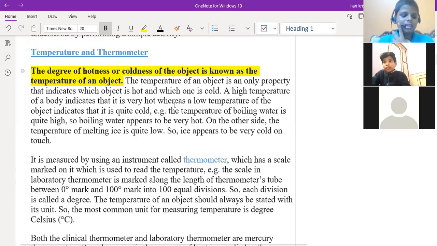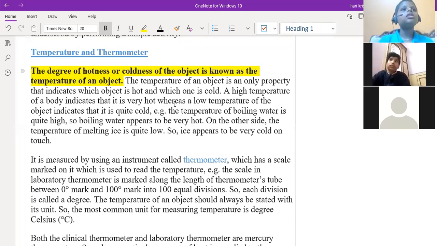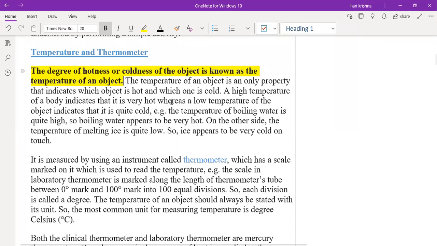Degree centigrade, degree Fahrenheit, and degree Kelvin. So it can be measured in degrees Celsius, Fahrenheit, and Kelvin, right? Generally, if you take the temperature, in most cases we measure in Celsius only, like room temperature, 25 degrees Celsius and all.